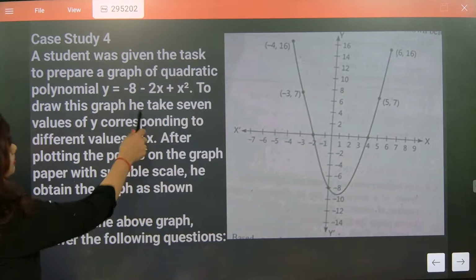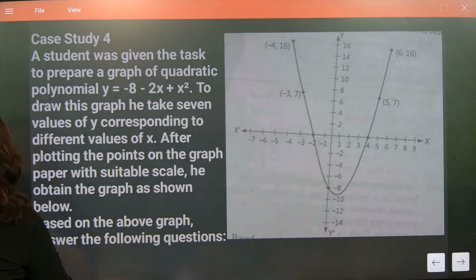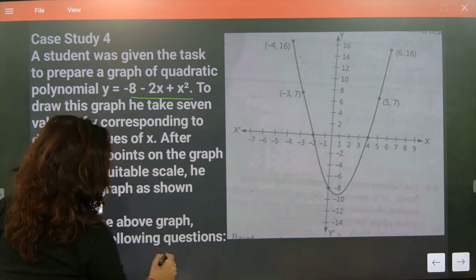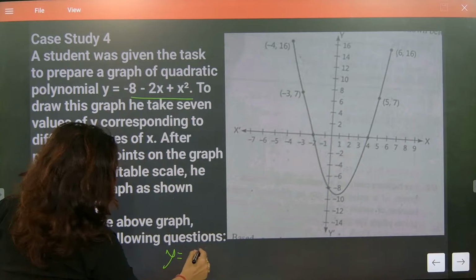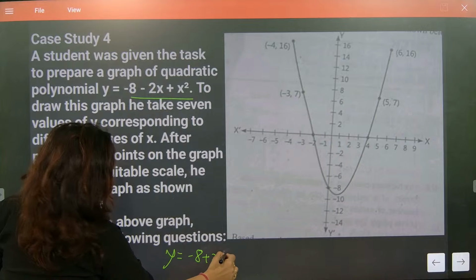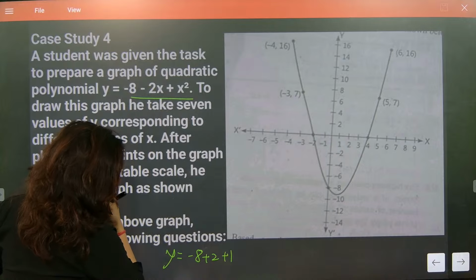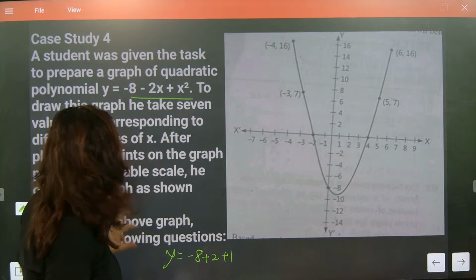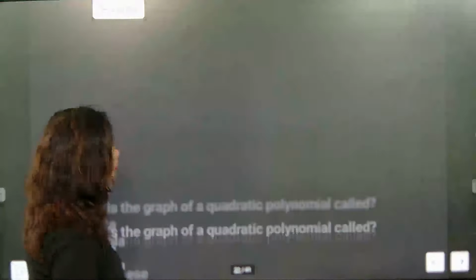For x equal to minus 1, we will substitute the value here itself. It will be much better, much safer. Substituting x equal to minus 1, y is equal to minus 8, minus into minus plus 2, and then plus 1. So it is coming as 3 minus 5. The answer will be minus 5. Yes, minus 5, the value corresponding to minus 1.